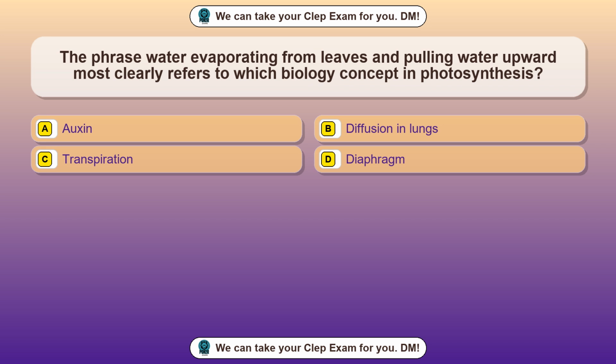The phrase water evaporating from leaves and pulling water upward most clearly refers to which biology concept in photosynthesis? Option A, oxen. Option B, diffusion in lungs. Option C, transpiration. Option D, diaphragm. The correct answer is option C, transpiration.